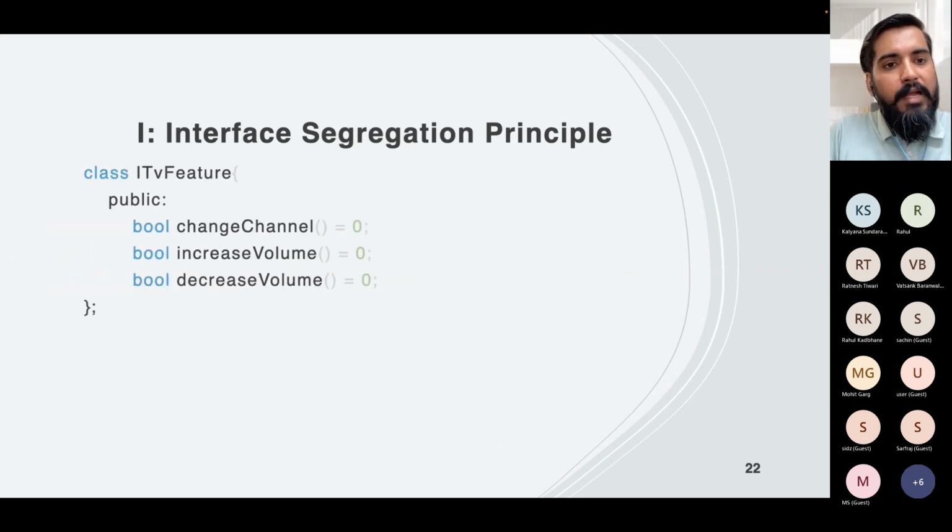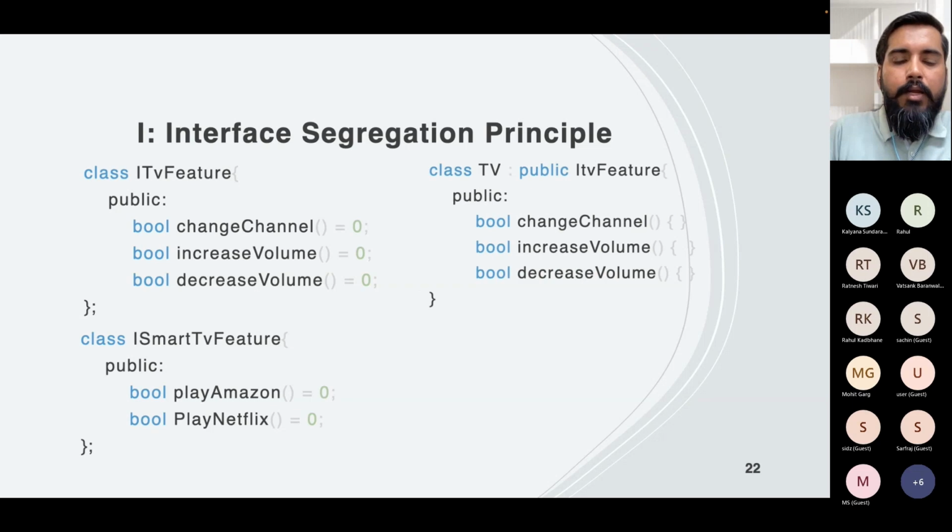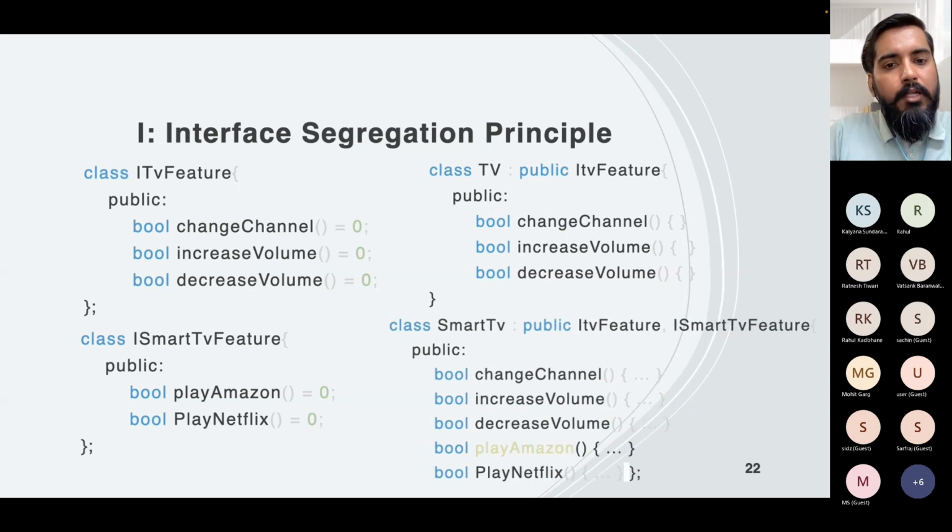I can create one interface which will have only the basic features of a TV. Then another interface which will have the smart features of your television. And I'll derive my non-smart TV from ITV feature, and my smart TV will derive from both ITV feature and ISmartTV feature. So now my interfaces are segregated. I will not have to depend on one interface.